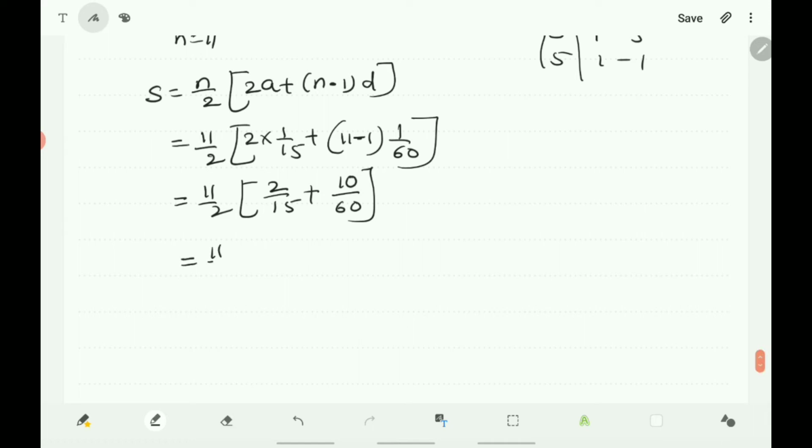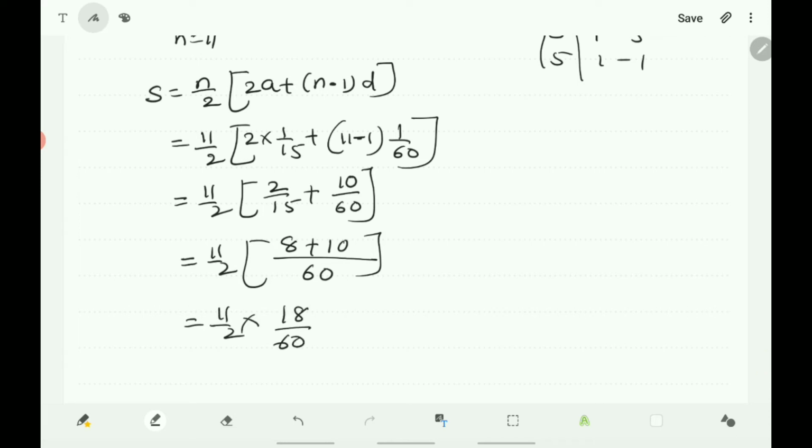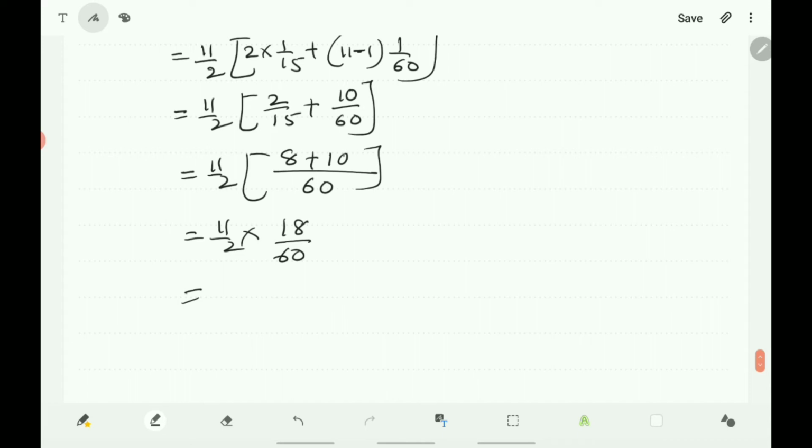Then 11 by 2 into the LCM, which is 60 here, and you know that 15 4s are 60, 2 4s are 8, plus 60 1s are 60, 10 1s are 10. Then it is 11 by 2 into 18 by 60. 18 by 60 is, 2 1s are 2, 2 9s are 18; again 3 3s are 9, 3 20s are 60. So 11 into 3 is 33 by 20. S is equal to 33 by 20.